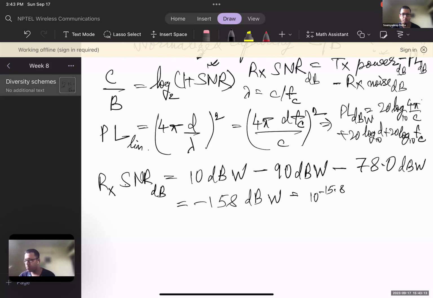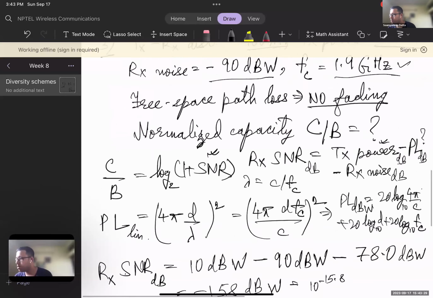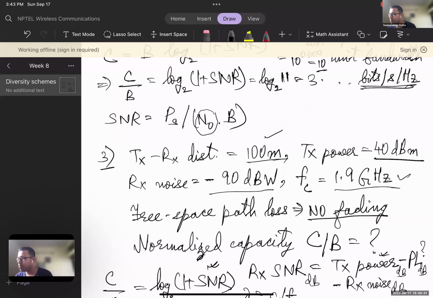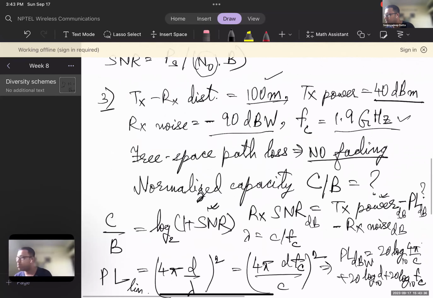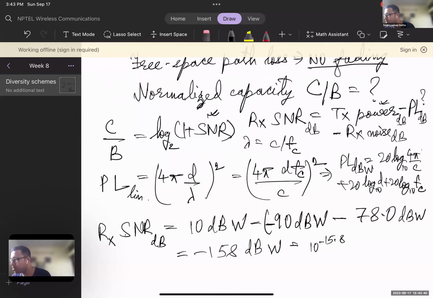It's the answer. So this can be any value essentially. So in this case, actually no, my mistake here. Here receiver noise is minus 90 dB watt. So I made a sign error here. So this has to be subtracted, right?